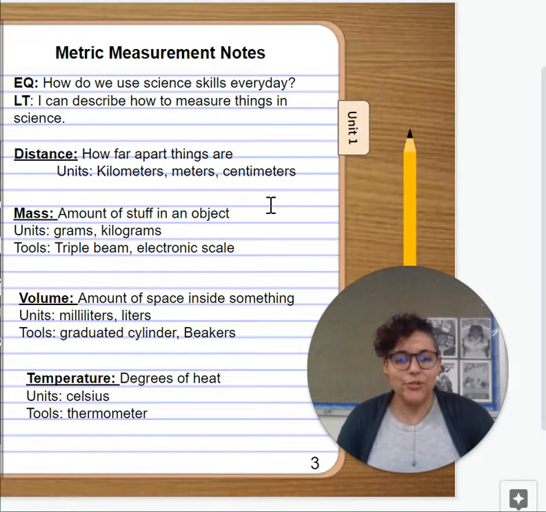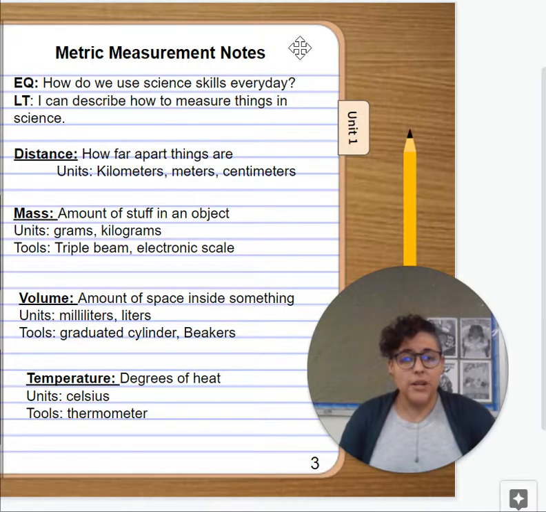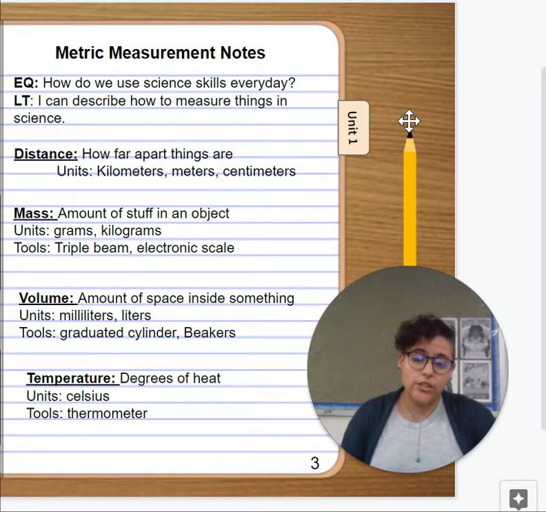Hi, these are the notes for page 3 in your notebook. You should title this metric measurement notes, and in the bottom right, you should number the page 3. Our essential question for this unit is, how do we use science skills every day? And our learning target for today is, I can describe how to measure things in science.